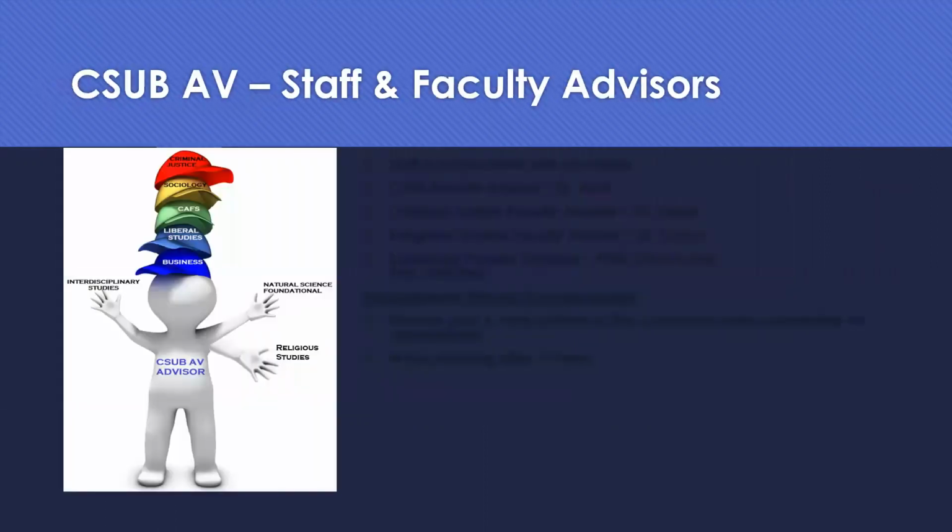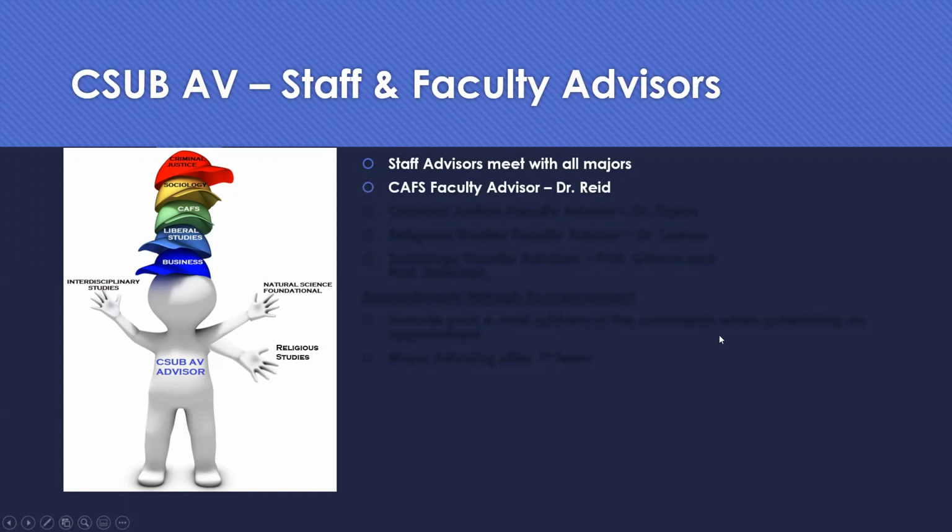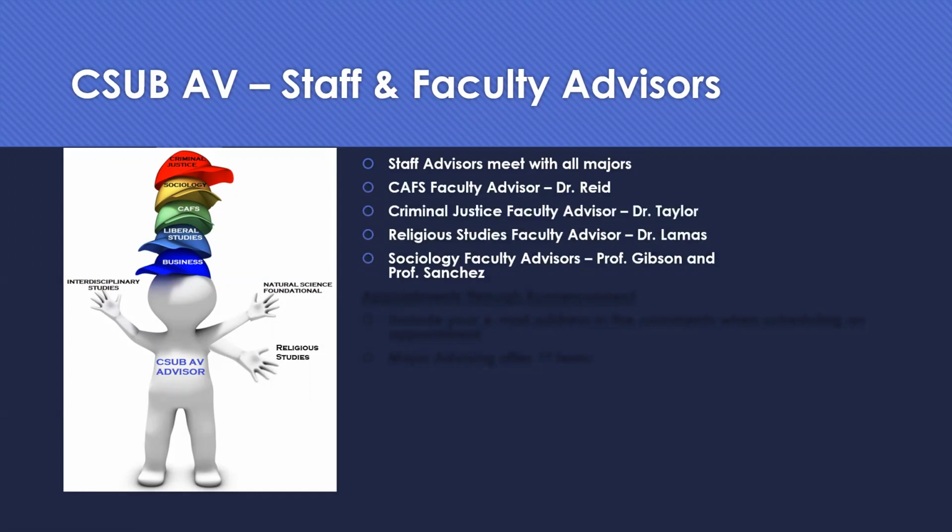The way that advising works at the AV satellite campus is we have staff advisors that meet with all of our majors: criminal justice, sociology, CAVS, liberal studies, business, interdisciplinary studies, natural science, foundational, and our religious studies. But in addition to the staff advisors, you also have access to some faculty advisors depending on your majors.